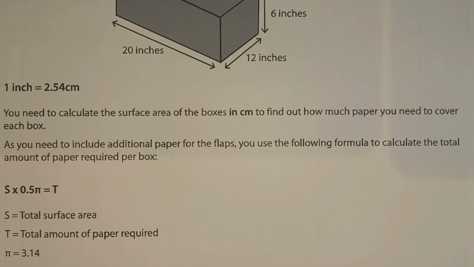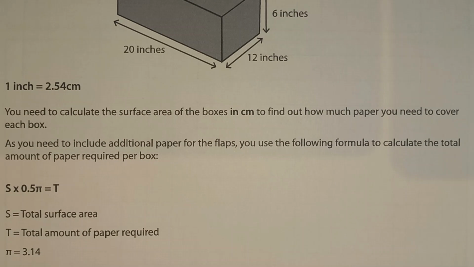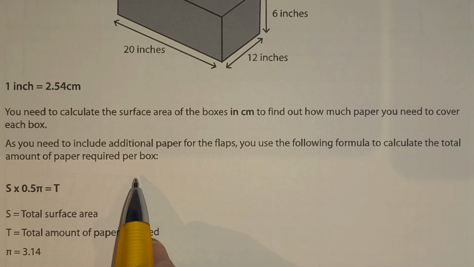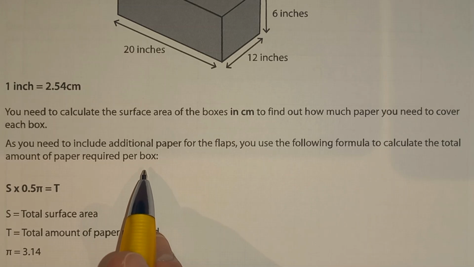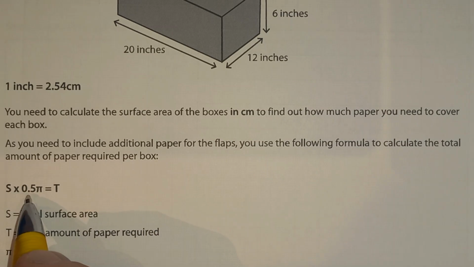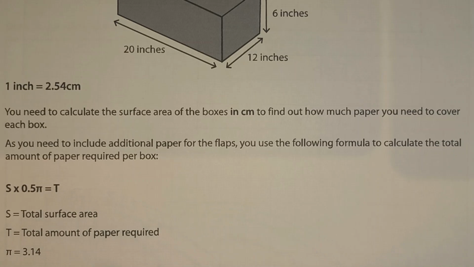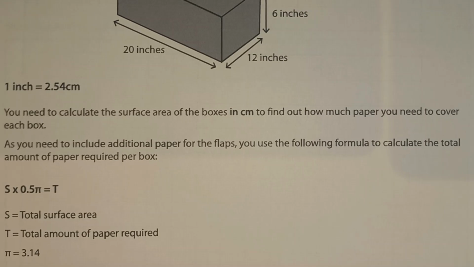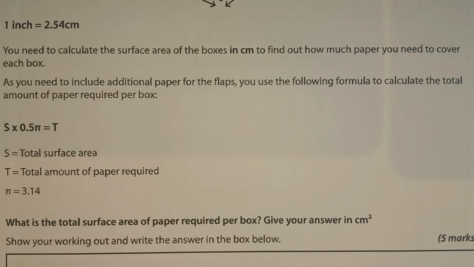As you need to include additional paper for the flaps, you use the following formula to calculate the total amount of paper required per box. So we've got S times 0.5 pi equals T, where S is the total surface area, and T is the total amount of paper required, and pi, we're told, is 3.14. What is the total surface area of the paper required per box? Give your answer in centimetres squared.